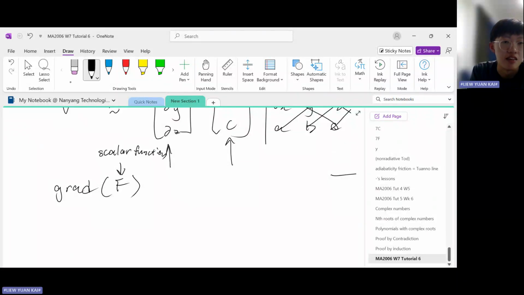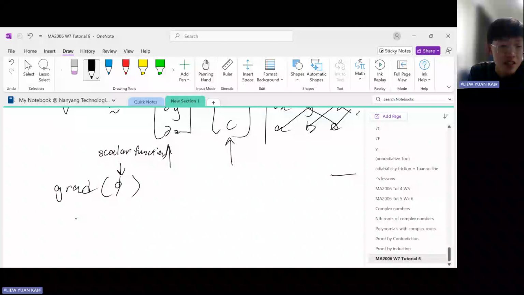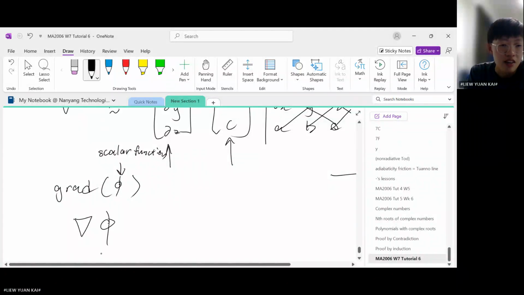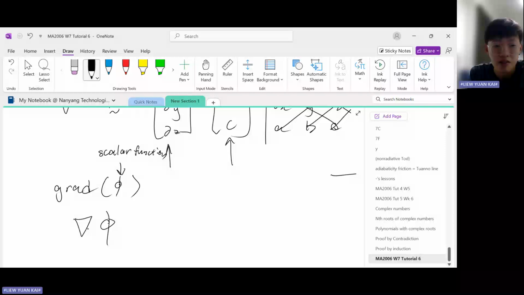Okay, I'm going to change this then. I'm going to change this to phi. Okay, gradient of phi. So gradient means the nabla operator, scalar multiplied with phi. So this would be x, y, z.